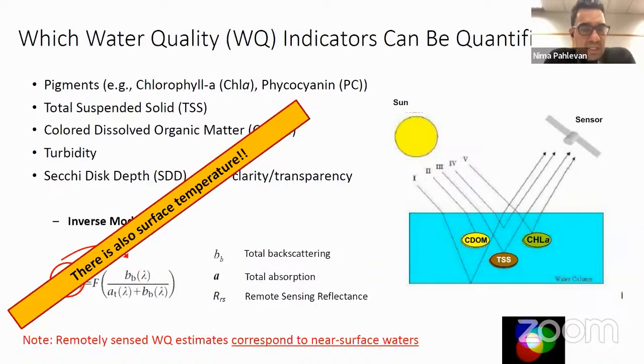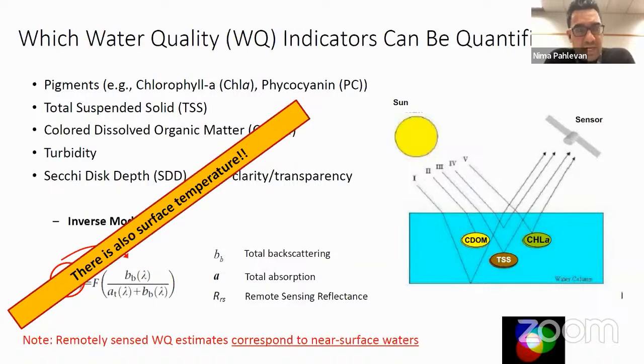These can also be retrieved from satellite observation. This is just a very short list of different parameters that can be retrieved from satellite observations or satellite-derived Rrs. The list can go way beyond this, but these are just a few examples. I just wanted to emphasize that when we talk about all these pigments, total suspended solids and colored dissolved organic matter, these all correspond to near-surface waters.